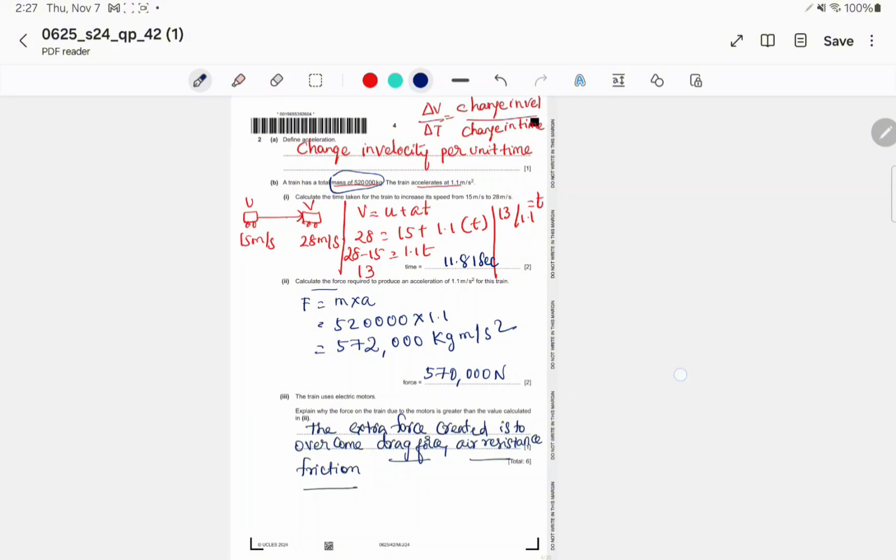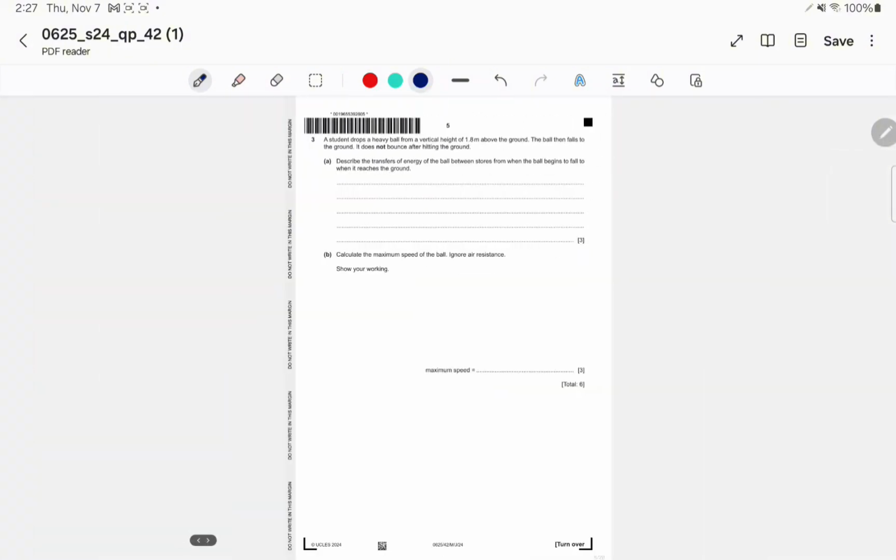Okay, next part of the question. Third question, a student drops a heavy ball from a vertical height of 1.8 meters above the ground. The ball then falls to the ground. It does not bounce back after hitting the ground. So it does not bounce back. This is one condition. Height is given.